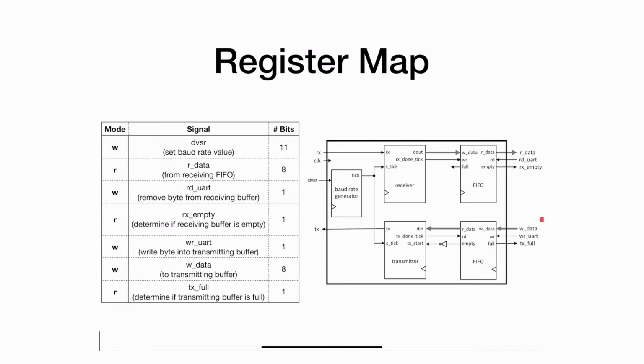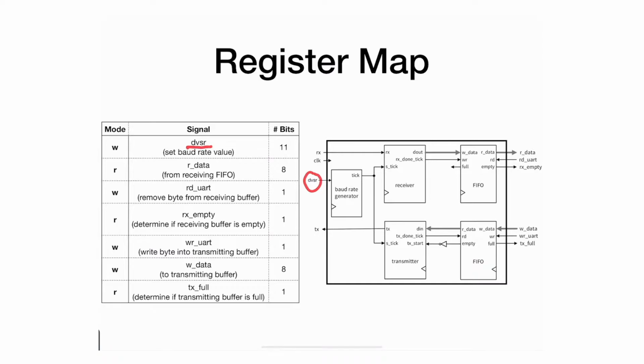The same thing goes with the write part. The processor can write into the FIFO, and it has a write UART, which is this particular signal that asserts the write data, which is 8 bits. And of course it can figure out whether the FIFO is full or not before it actually sends anything, so that's a read signal. One more thing it can interact with in the UART core is the divisor.